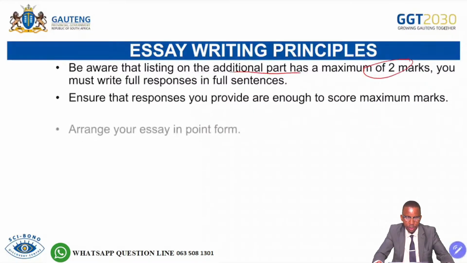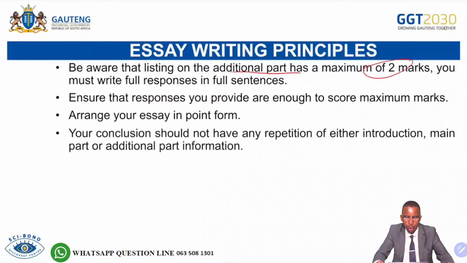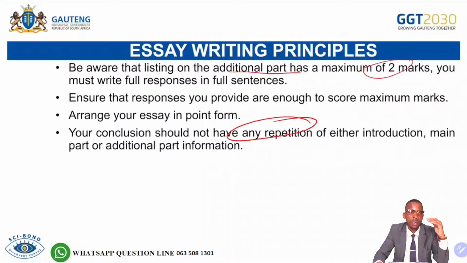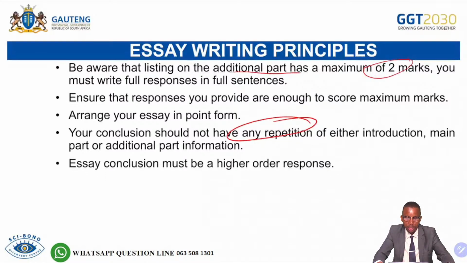And then we continue. Arrange your essay in point form like indicated before, and then your conclusion should not have any repetition. It should be a part of either what we call the additional part or main part, and must not repeat anything from your introduction, body, or additional part. Essay conclusion must be the higher order.